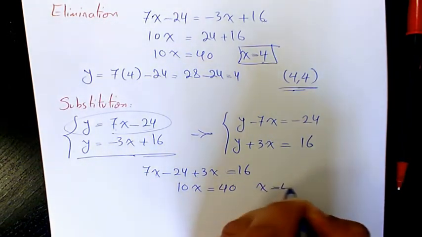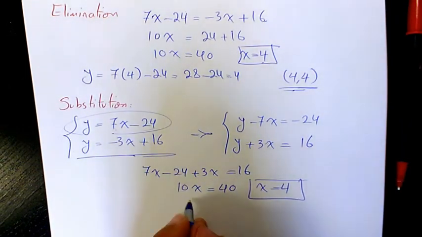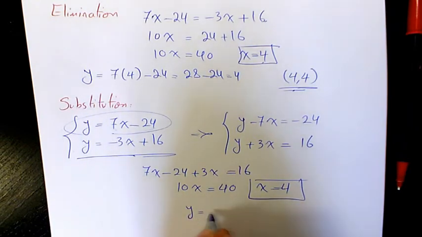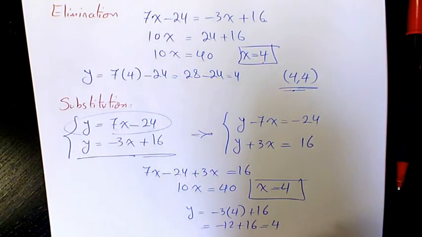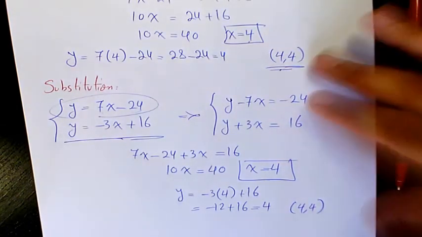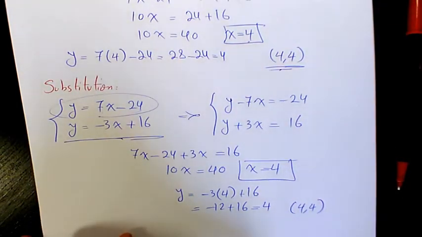That's exactly the same as the previous one. Sub it there. y will be negative 3 times 4 plus 16. Negative 12 plus 16 is going to be 4. So the point of intersection is 4 and 4, as what you got in the previous method.